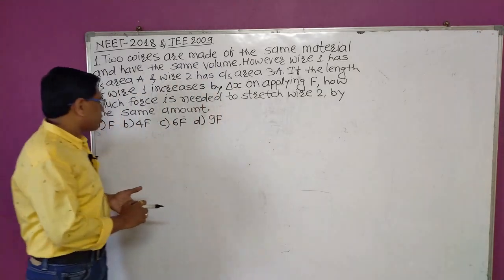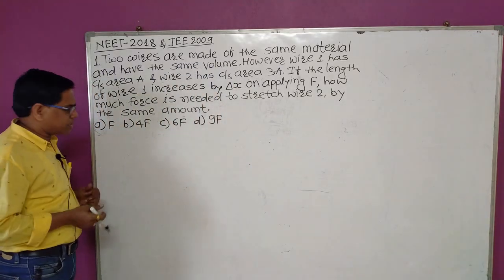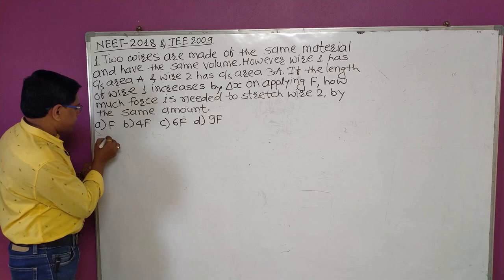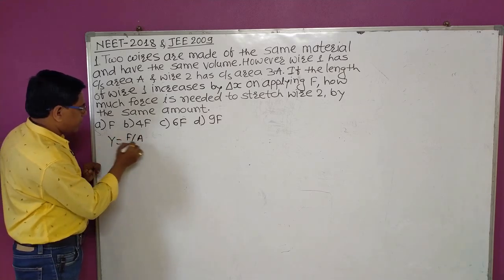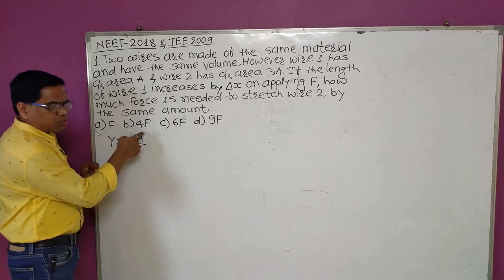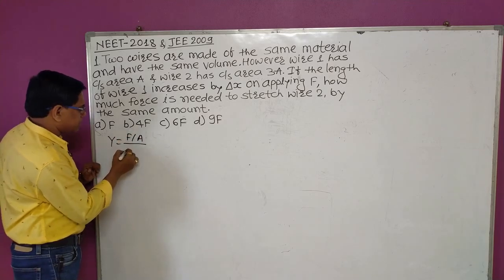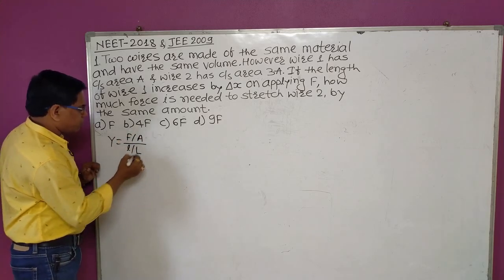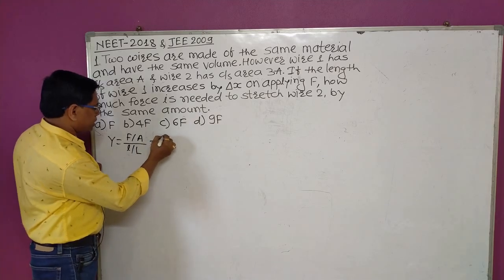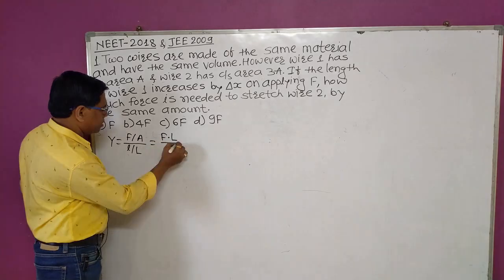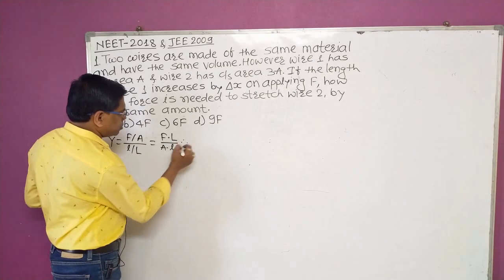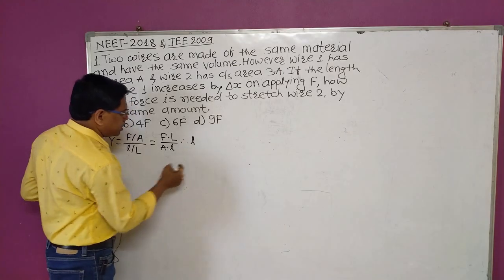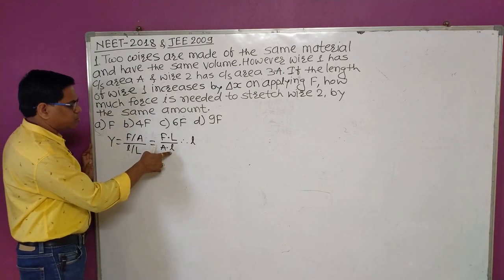So we'll write the formula for Young's modulus, stress and strain. All of us know that Young's modulus is equal to force upon area, and this force upon area is stress, and strain is change in length upon original length. So from this we can get Y is equal to F into capital L upon A into small l. So this gives us the formula for the elongation produced in the wire.